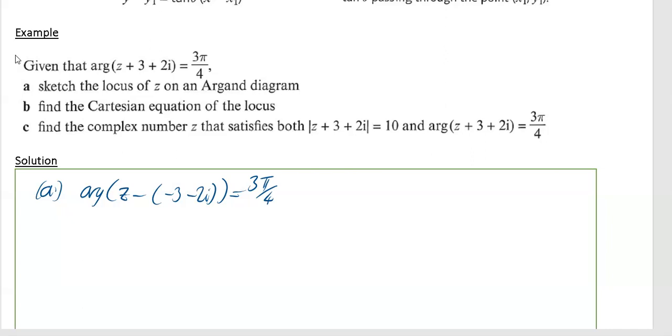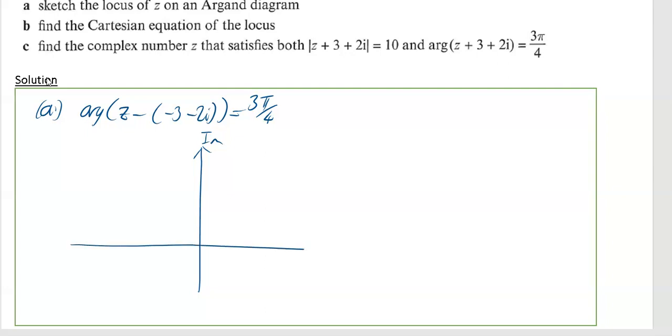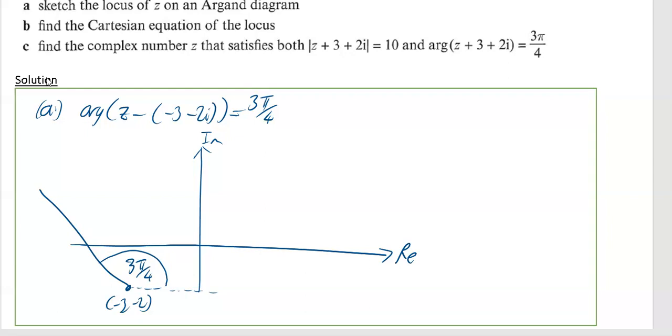And then we can just do a wee sketch of that. I'll zoom down here so I can see it. So I've got my imaginary axis, I've got my real axis, and then this was my point, (-3, -2). Your dashed line for your horizontal, and 3 pi over 4 would be this sort of angle. So use your imagination again, that's a straight line. And that's it done. Okay, so that's part A done for us.